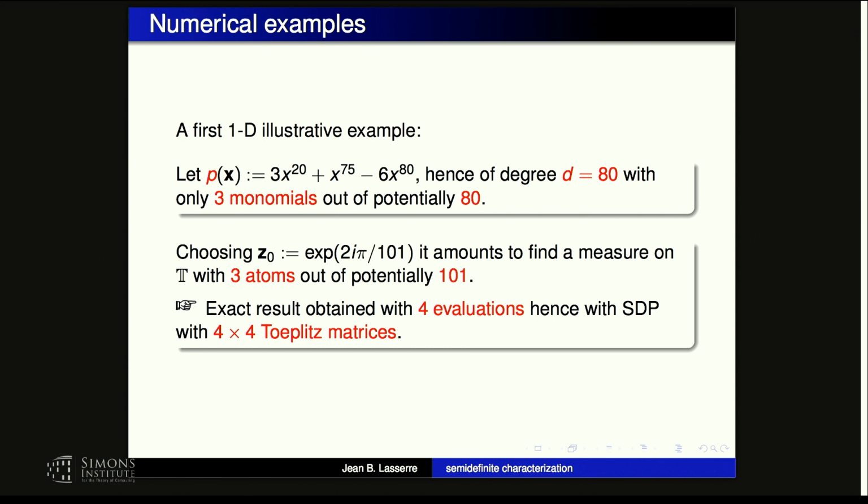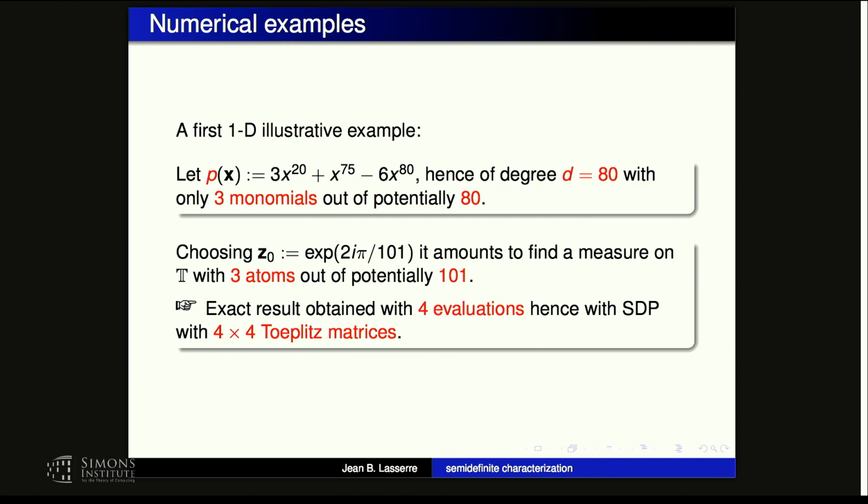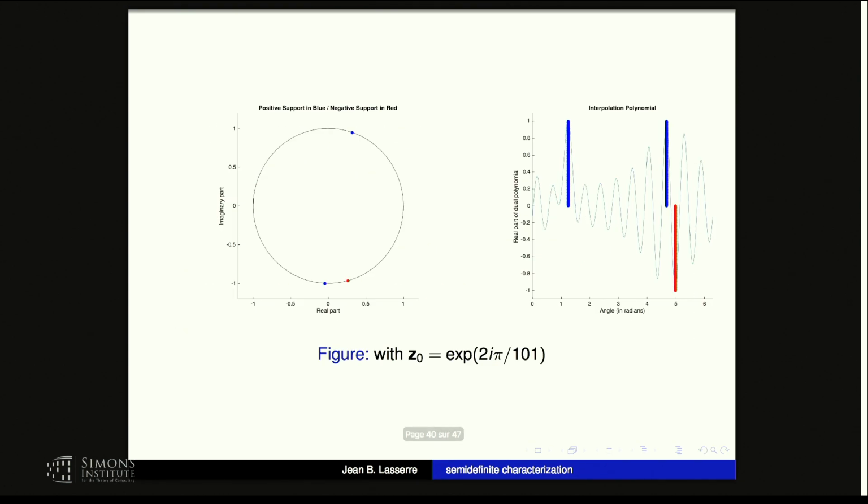So you want to find a measure on the torus with 3 atoms out of potentially 101, for example. And in fact, you will recover your result with 4 evaluations only, and with only Toeplitz matrices of size 4 by 4. On the torus, your 3 atoms are shown: the blue are the positive weights and the red are the negative one. You have 2 positive weights and 1 negative weight. And this is your atomic measure on the torus.